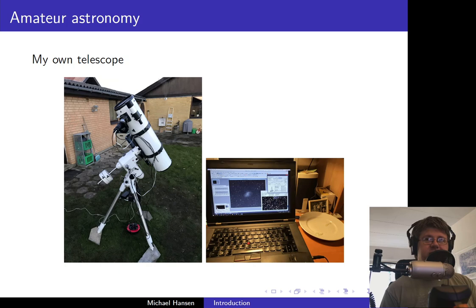And if you look at this image here, you can see that I have a stellar map here. So this is the area that I'm observing at that point. This is the object that I have taken an image of.